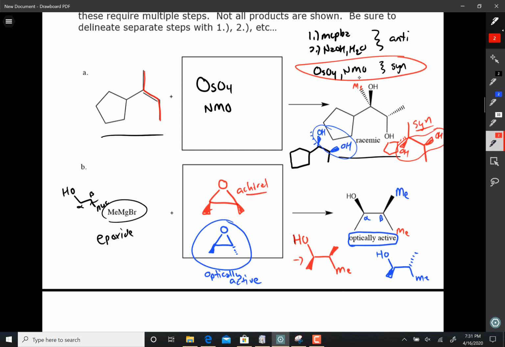So if you react the methyl magnesium bromide with the red one, you would end up with a racemic product. You'd end up with both enantiomers. You can attack both sides. If you react methyl magnesium bromide with the blue one, it can still attack both sides, but it doesn't matter which side you attack, you get the same enantiomer out of it. So the answer does involve that blue one.